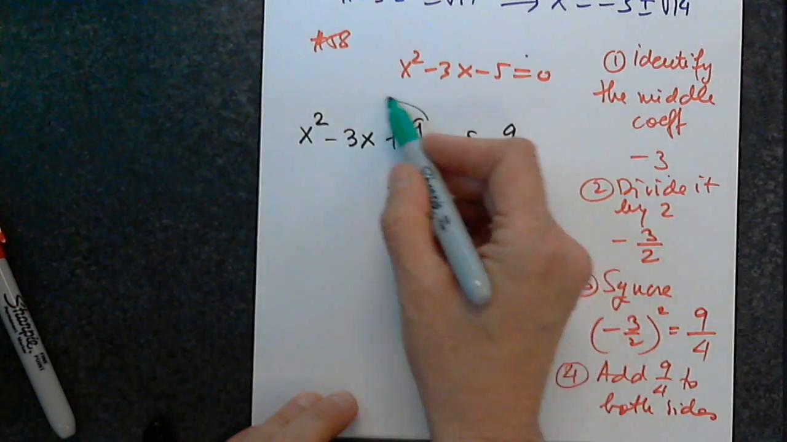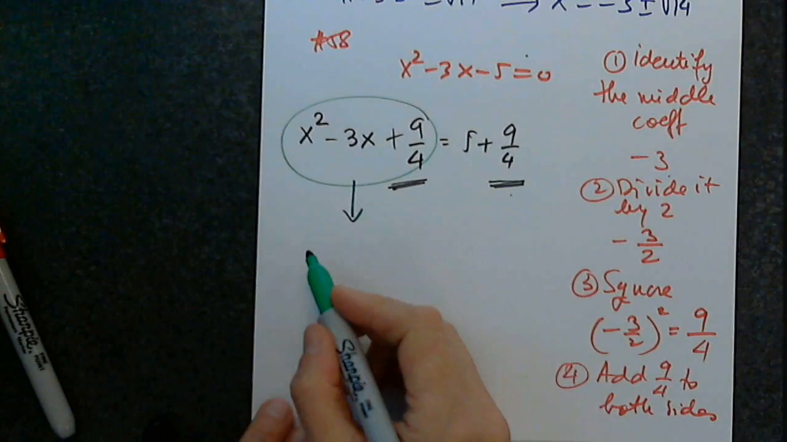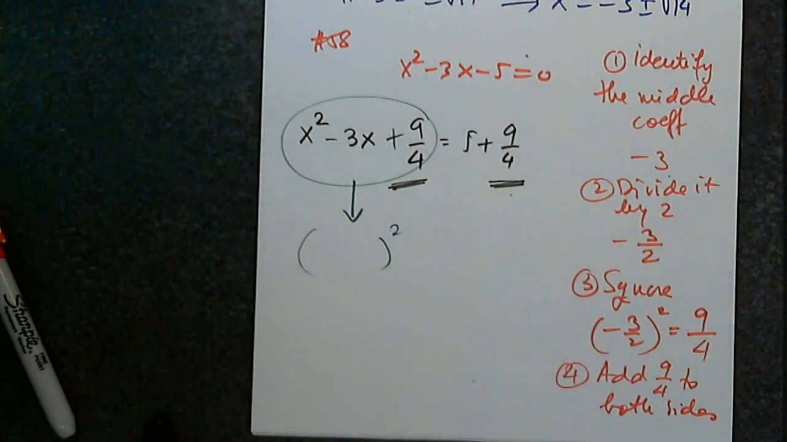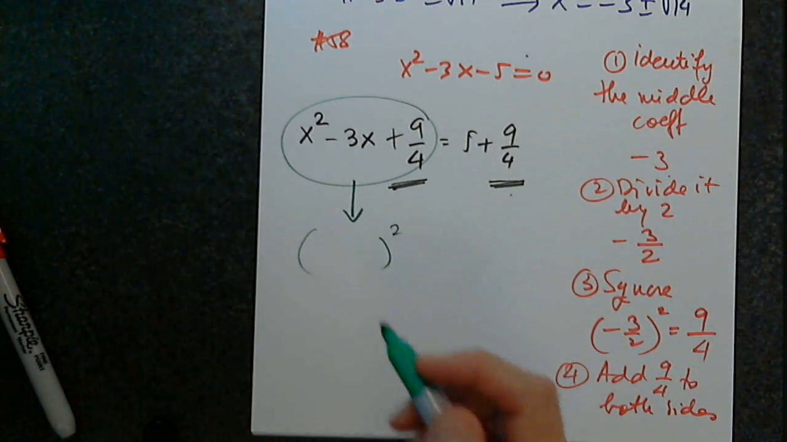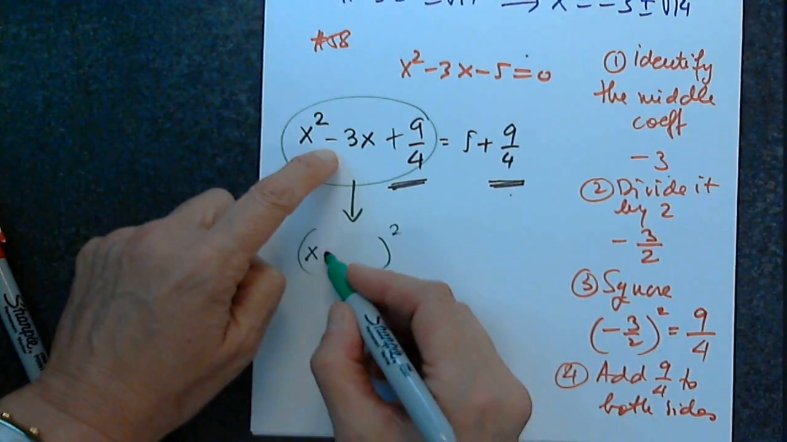And now, this should give us no difficulty. We know that that is a perfect square. We made it so. We determined 9/4 so that it is a perfect square. So can anyone tell us what it is? So it has to be x. You're correct. It has to be minus.